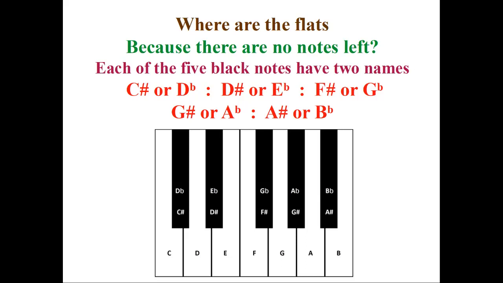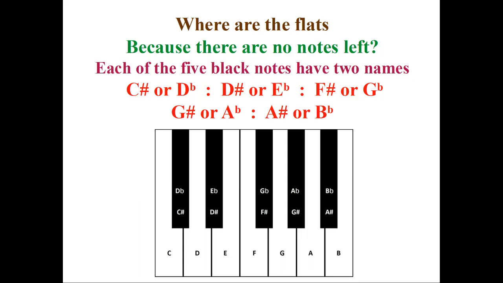And then D sharp is a semitone up from D, but it could also be called E flat because it's a semitone down from E. And then if you go to F, F sharp is a semitone up from F, but then if you go to G, a semitone down from G would be G flat. You see, it's the same note, a different name.